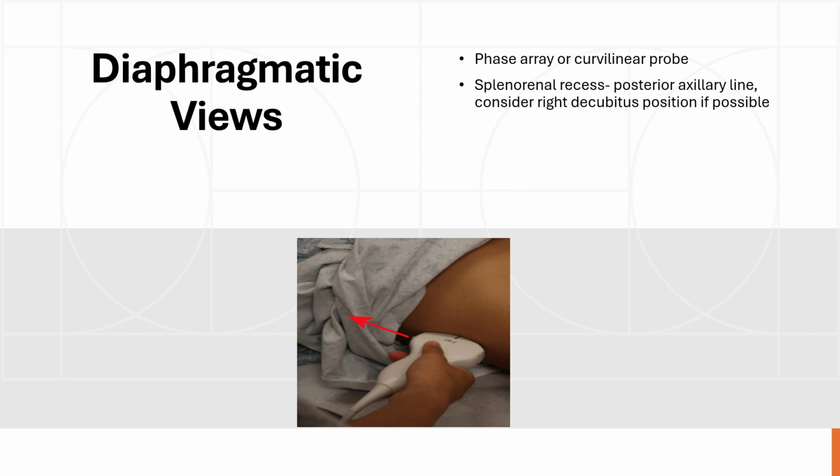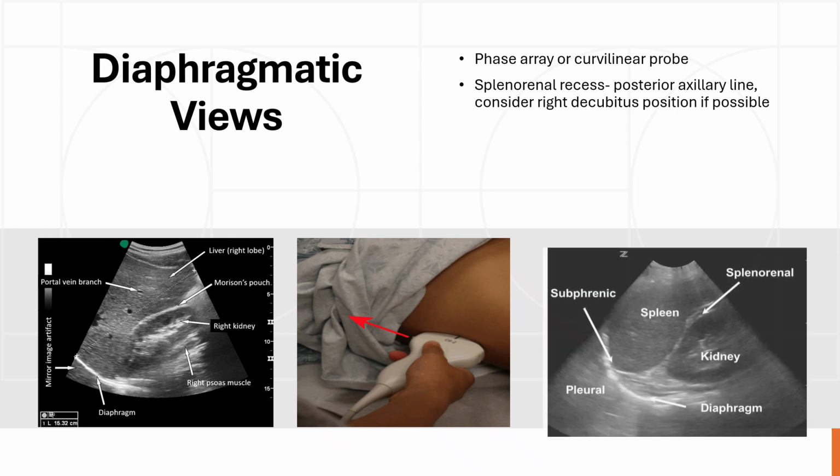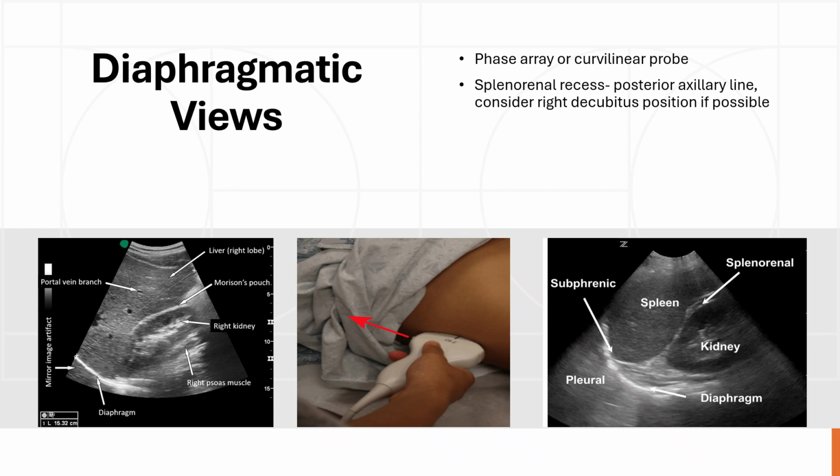Again, you can use either a phase array or curvilinear probe. Here's an image showing you how to position the probe with a marker towards the patient head or cephalad. Here you see the right-sided splenorenal recess. You see the Morrison's pouch, which is a potential space where fluid or blood will tend to accumulate first. And here you see the left splenorenal recess. Please take a moment to review this slide.